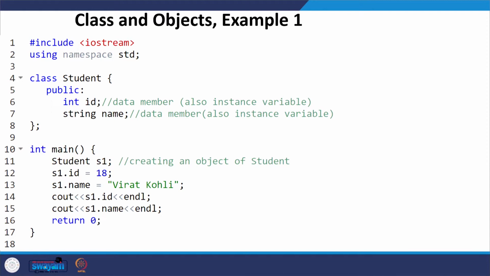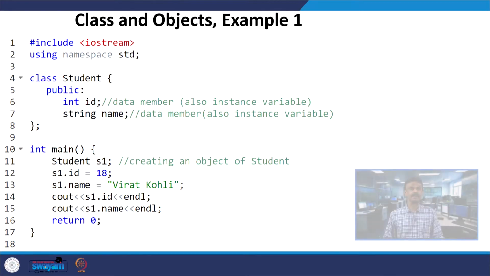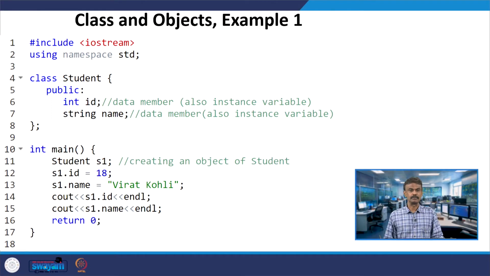In the last lecture we had seen this program, if you recall. Here we define the class and the objects. The class is student and you can see student S1. S1 is the object, which is invoking the member data, ID and name. So, S1 dot ID. If you look at the class, you have ID and name as data members.